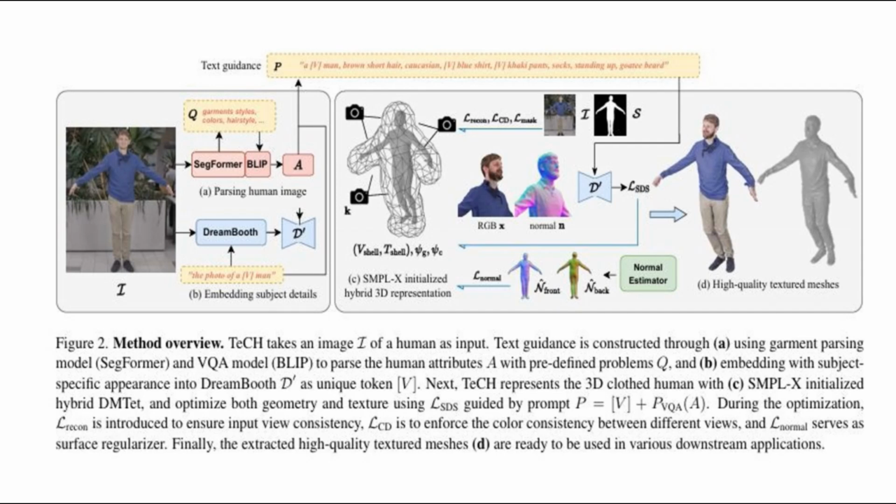By leveraging visual question answering, VQA, and garment parsing models, this tech extracts fine details about clothing, textures and styles, ensuring that the reconstructed humans look natural from every angle. And yes, dear friends, this method represents a significant advancement in AI-powered character modeling, virtual try-on applications, and metaverse avatars, making high-quality 3D reconstructions more accessible than ever before.